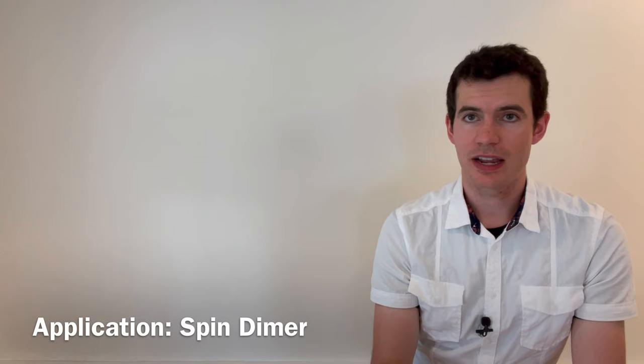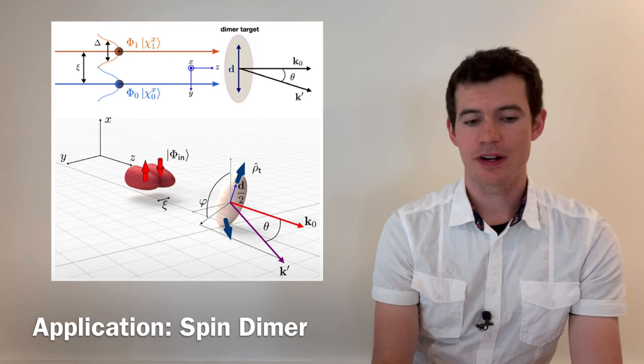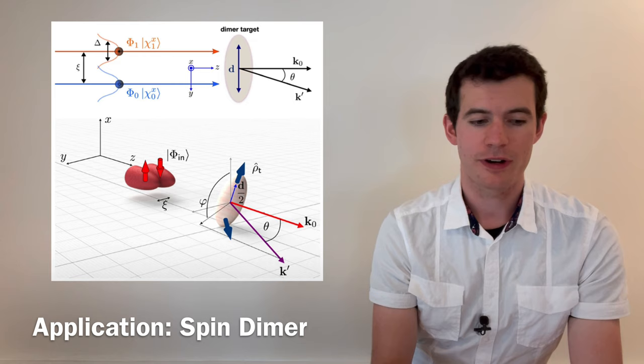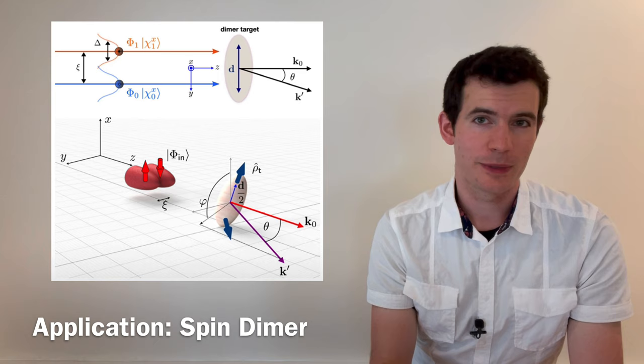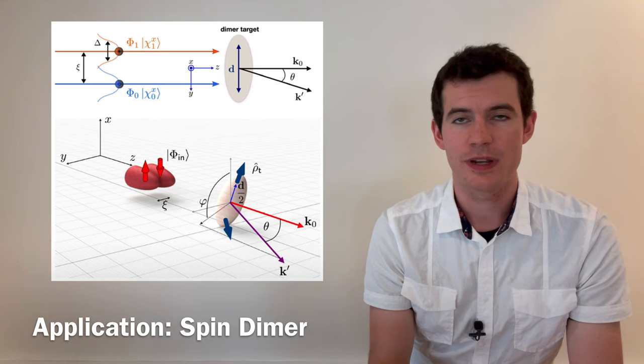I will now discuss an application of our result to the case of magnetic scattering of a neutron probe by a spin dimer. We examine the scattering cross-section for initial states of varying degrees of entanglement in the target, and there are three primary length scales of this application: the wave packet width, delta, the entanglement length, psi, and the dimer length, d. And for different hierarchies, we get a different variety of profiles.